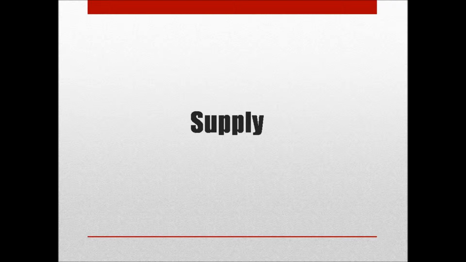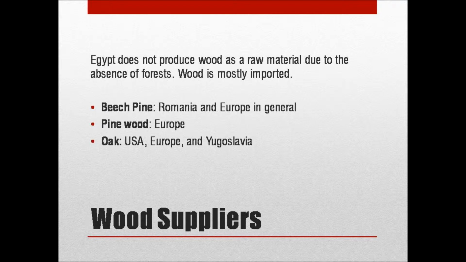Now where do we get them from? In Egypt, all wood is imported. Pinewood is imported from Europe, beech also from Europe, but mostly from Romania, and oak is from the US and Yugoslavia.